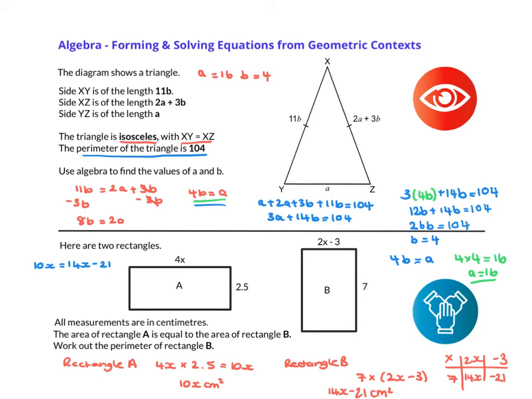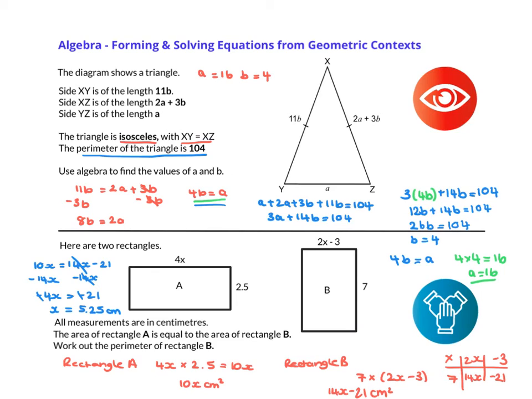I need all the x's on one side, so I'm going to subtract 14x from both sides. That will cancel the 14x from the right hand side, leaving me with minus 4x is equal to minus 21. The two negatives can cancel, leaving me with 4x is equal to 21. And then to find x, I need to divide 21 by 4. The easy way to divide by 4 is to halve it and then halve it again. So half of 21 is 10.5 and half of 10.5 is 5.25. So the value of x is 5.25 centimetres.